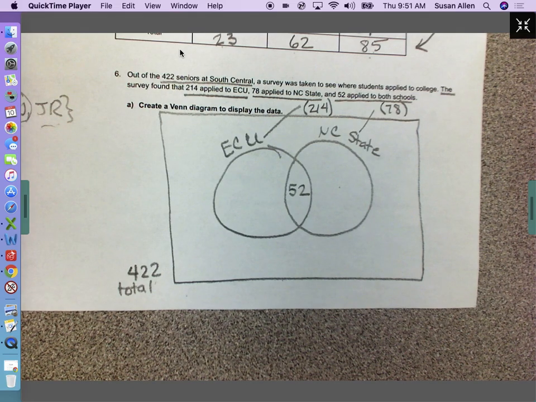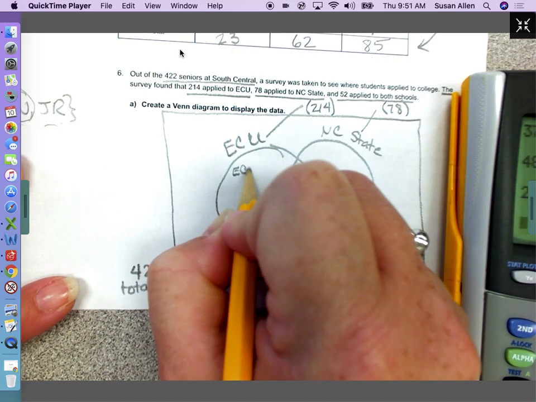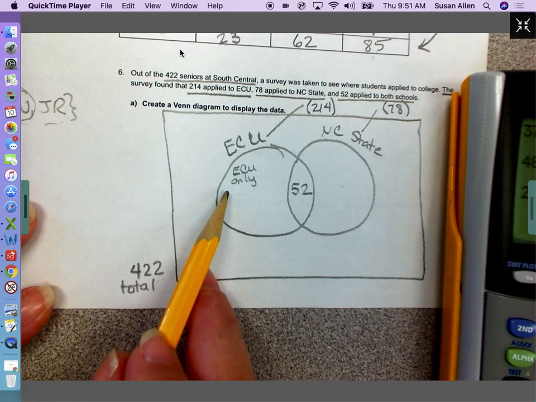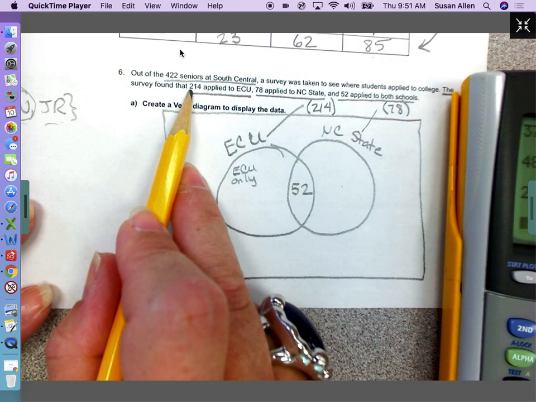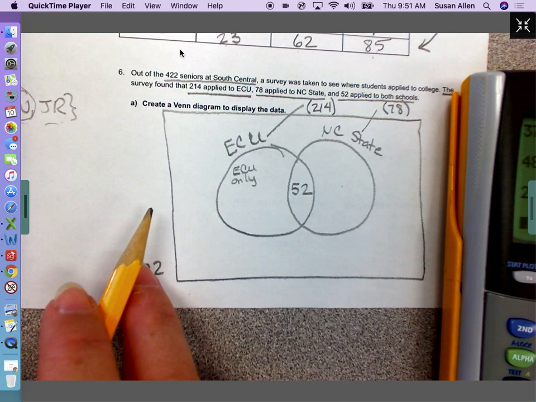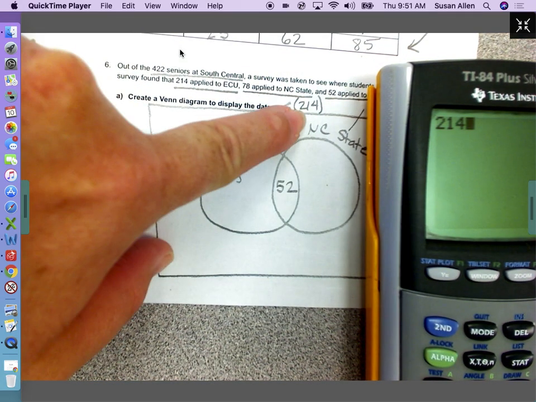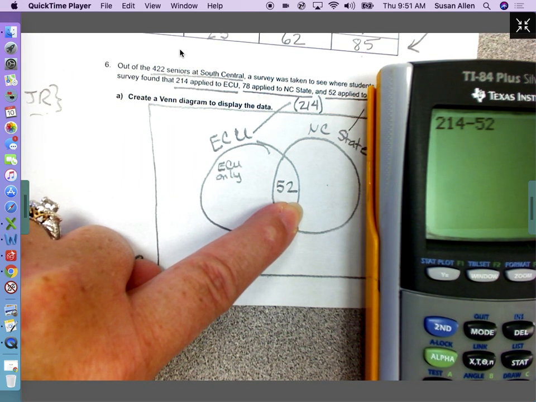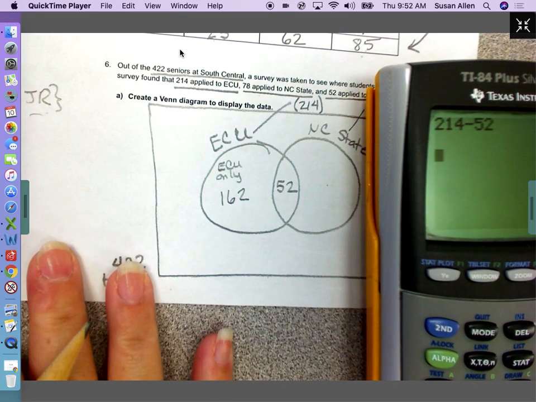What I next need to make sure that I do is subtract to find those that applied to ECU only. So let me make that clear. This means ECU only. This is why we cannot put 214 here, because of these 214, some of them applied to NC State. So to find those that attended ECU only, I am going to take the 214 that applied to ECU and subtract out those that also applied to NC State. So 214 subtract 52 is 162.